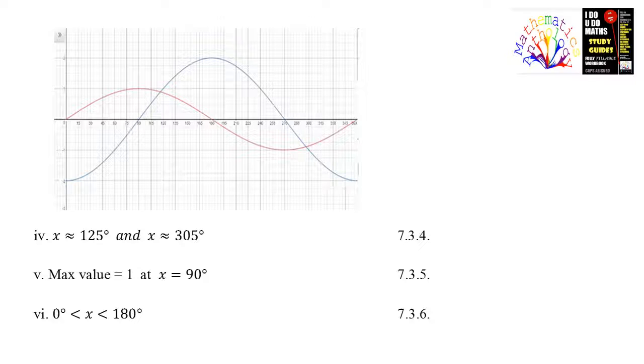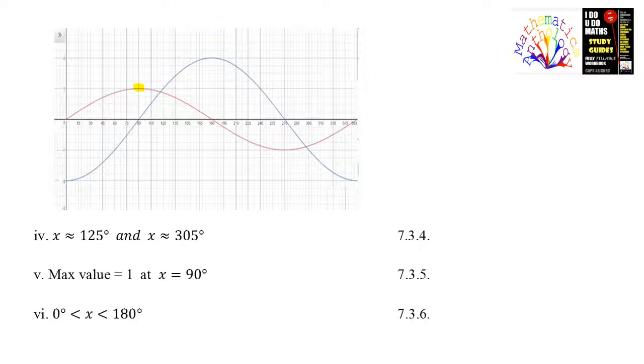The next one, 5, let's look at where the maximum value is and at what value that is. So the maximum value of f of x is here at 90 degrees, and that maximum value is 1 here. 90 degrees for x and 1 for y is your maximum value there.